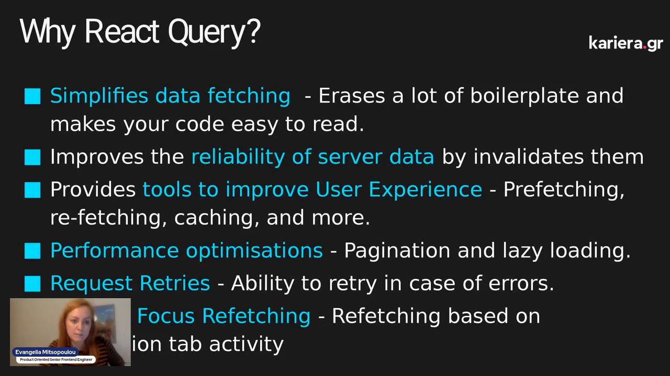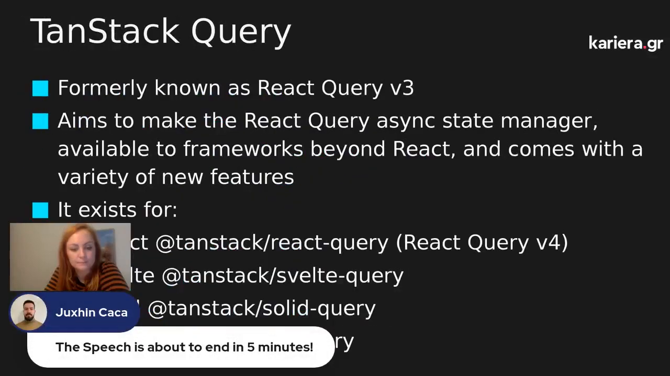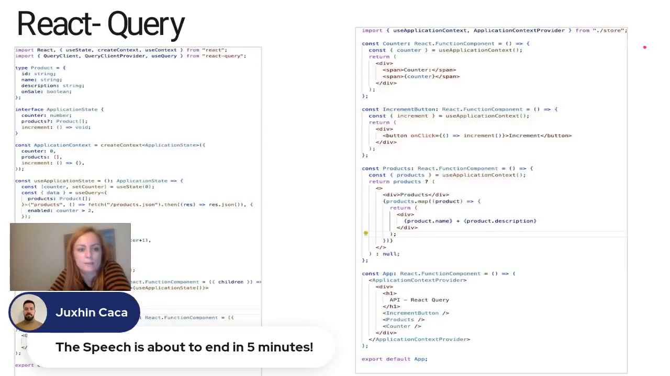So you can see some of the benefits of using React Query. Simplifies data fetching, improves reliability of server data by invalidating them. It has this smart invalidation logic. Performance optimizations, pagination and lazy loading. Request retries. So it becomes like a black box to us, so we are mostly the consumers of it. And similar logic is being implemented in other frameworks as well.